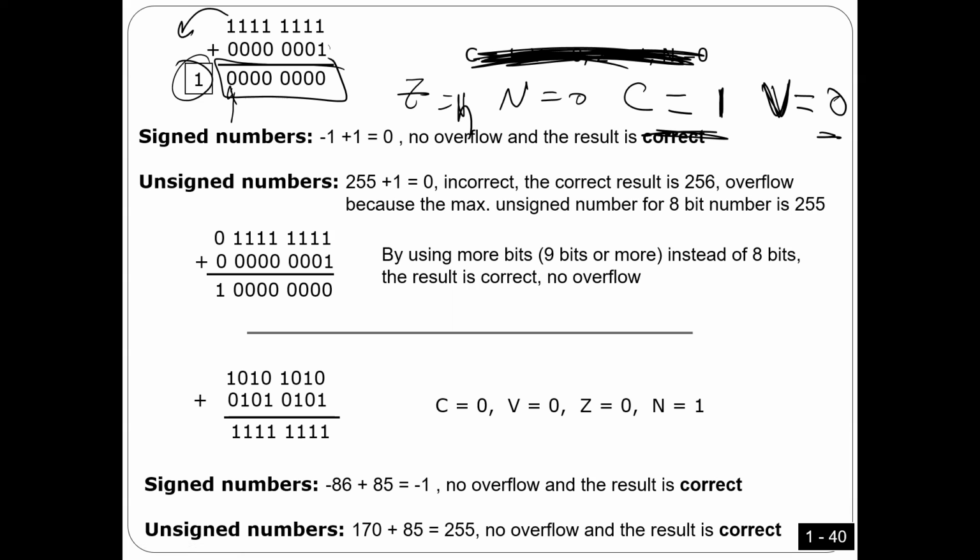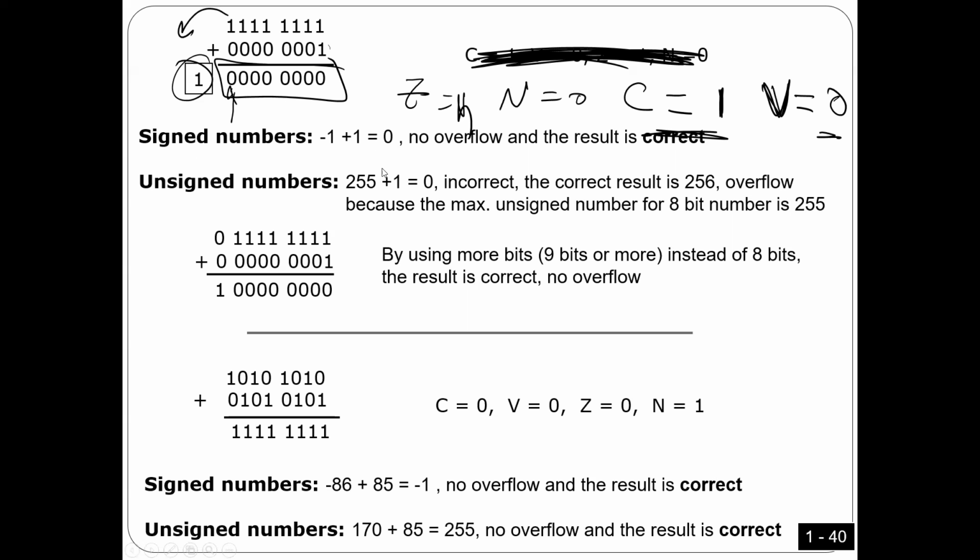Let's see. So what I'm gonna do now, guys, look here. I'm gonna consider this number signed. So this one is -1 plus +1. I got 0, which is correct. +1 plus -1 is 0. So I don't have overflow, signed overflow. Is that okay, guys? So it's correct.